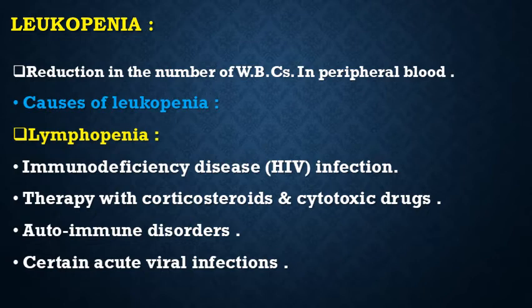Leukopenia is a reduction in the number of white blood cells in the peripheral blood. Causes of leukopenia might be lymphopenia, a decrease in the number of lymphocytes, which is seen in certain viral infections or sometimes in autoimmune disease. The viral infection where we see lymphopenia is HIV infection in AIDS, an immune deficiency virus. Sometimes lymphopenia is seen in corticosteroid therapy, cytotoxic drugs, or anti-cancer therapy. Some autoimmune diseases, as in SLE, or certain viral infections.